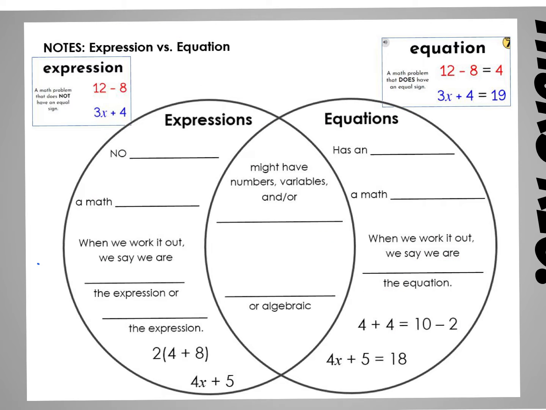Okay, so an expression is a math problem that does not have an equal sign. So no equal sign. Equations are math problems that do have equal signs. An expression is like a math phrase. It's incomplete. Whereas an equation is like a complete math sentence. So it is complete.